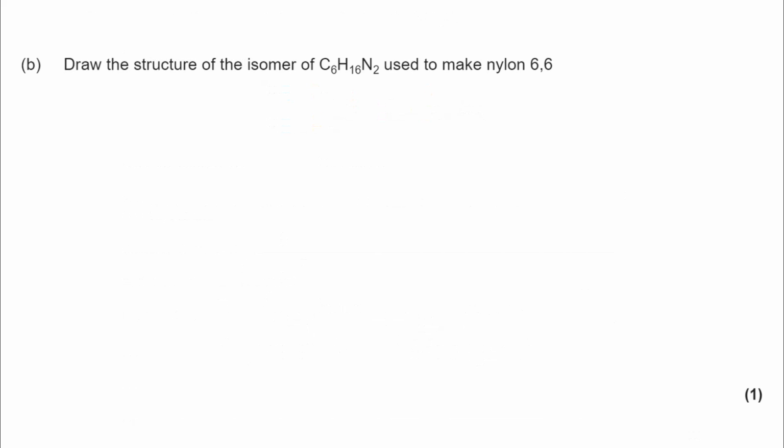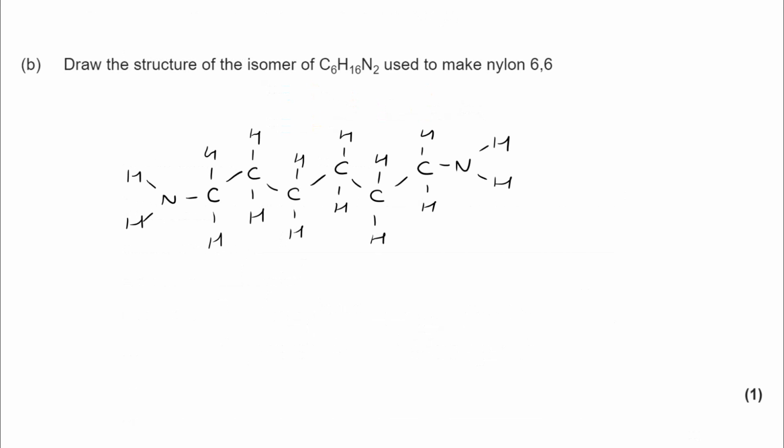Moving on to part B, we need to know the structure of the isomer of C6H16N2 used to make nylon 6,6. Straightforward factual recall, you need to know that it's 1,6-diaminohexane. You could also draw it in this way as well.